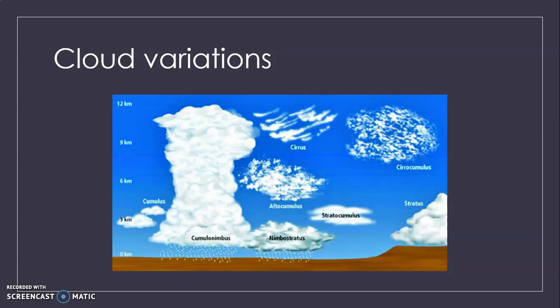The prefix alto, for example, indicates clouds whose bases are between 2,000 and 6,000 meters above the earth, such as altocumulus and altostratus clouds. They are considered mid-level clouds and are mostly made of liquid water droplets, but can have some ice crystals in cold enough temperatures.